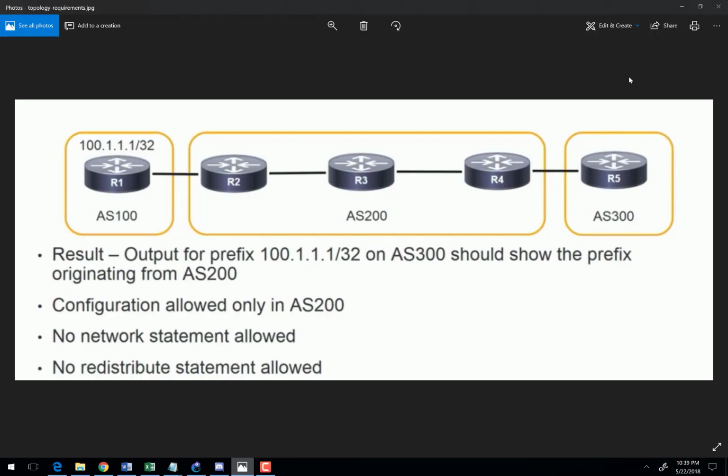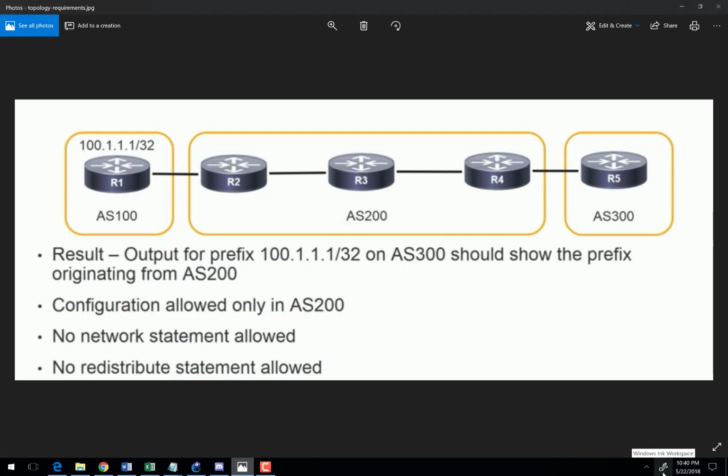Praveen knows I love challenges, and when he said he had a challenge for me, I jumped at the chance. He sent me this picture and wanted to know if I had any possible way to solve this. So before I go any further, pause the video right here, take a look at the topology and the requirements, and see if you can figure this out.